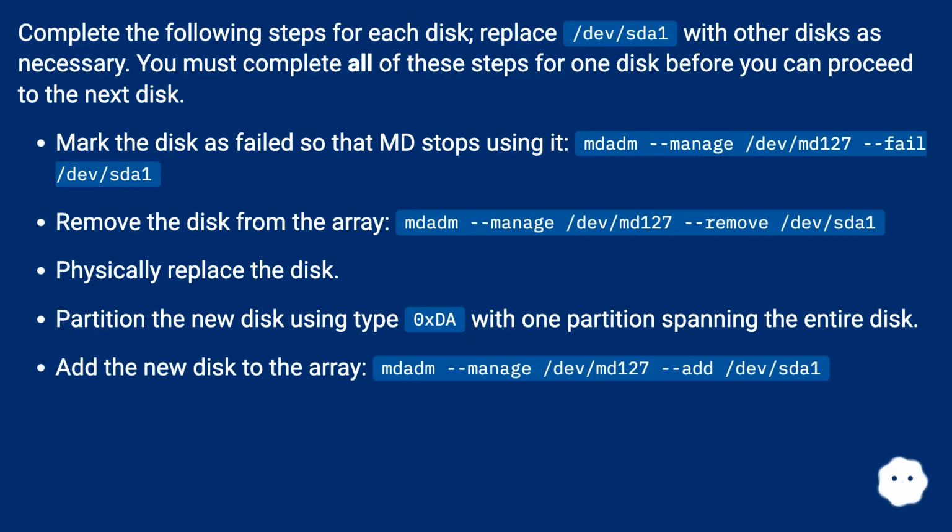Remove the disk from the array: mdadm --manage /dev/md127 --remove /dev/sd*1. Physically replace the disk. Partition the new disk using type 0xDA with one partition spanning the entire disk. Add the new disk to the array: mdadm --manage /dev/md127 --add /dev/sd*1.